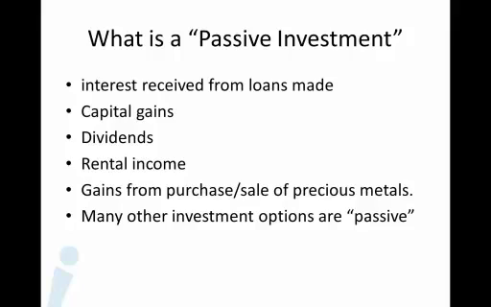Gains from the purchase and sale of precious metals. So I buy some gold or silver, let's say today, a couple years down the road I sell it. Passive investment, no UBTI. And basically we're looking at any other investment type of an option where we've got passive activities going on, meaning we're putting money out there and we're letting the money work for us as opposed to using our energy or our efforts to make it work.